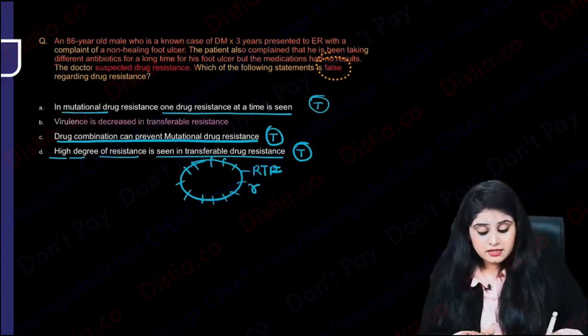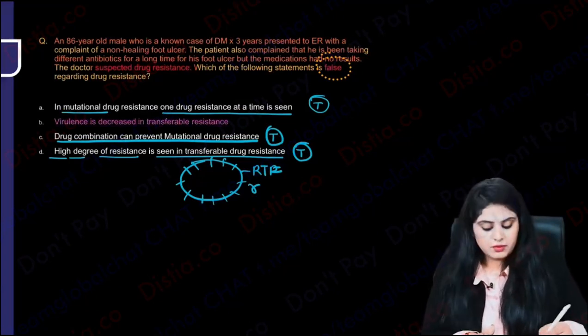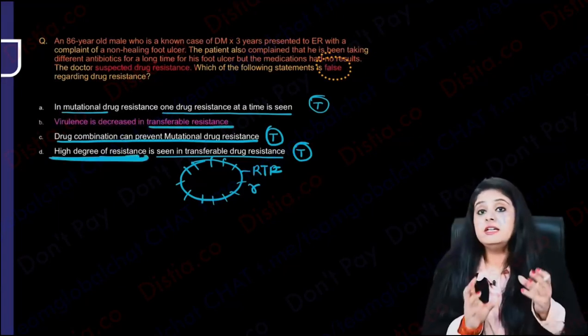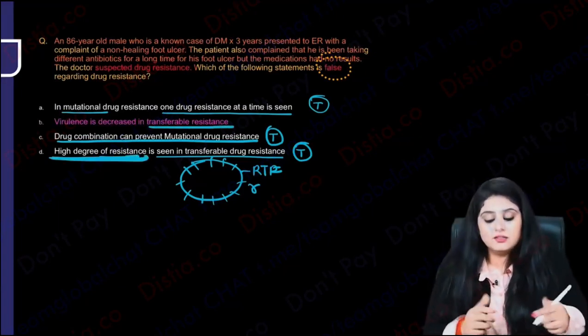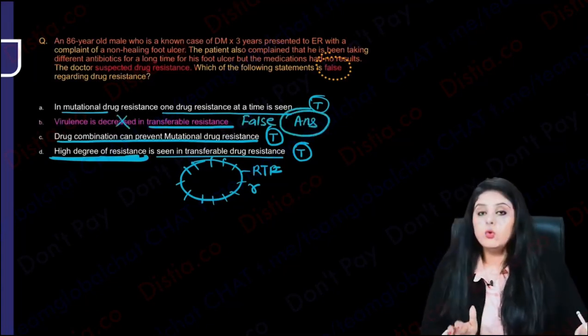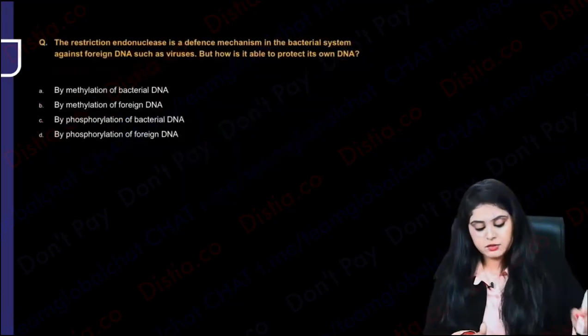Look at the next option. Virulence is decreased in transferable resistance? No, I have just studied transferable resistance is a very deadly resistance, means the bacteria is gonna become more virulent. This is the false statement that we have. Bacteria is going to become more and more virulent. Moving on to the next question.